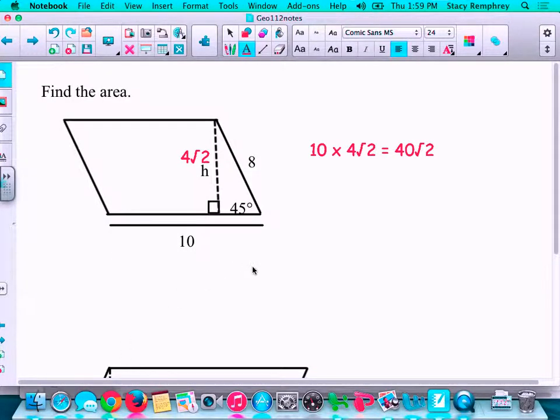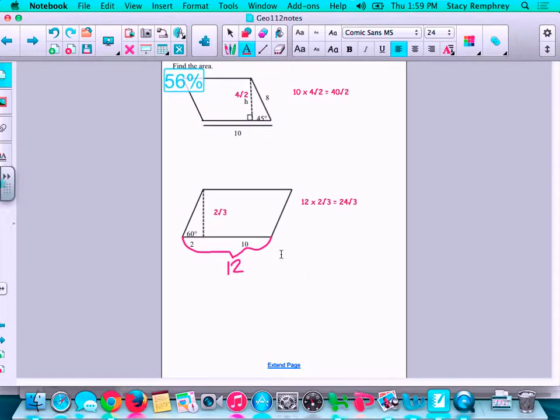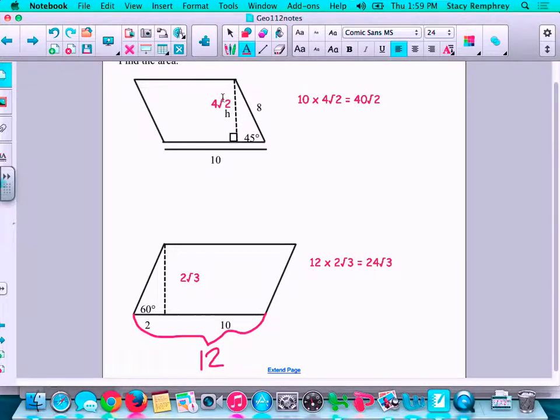All right, now the answers to these examples. I had to use what I knew about special right triangles to figure out the height. Since this is a 45-degree angle, the hypotenuse of 8, this side is a 4√2. So it's the base of 10 times the height of 4√2. Area was 40√2. Over here, again, I used special right triangles to find the height, which was 2√3. The entire base was 12, so 12 times 2√3 is 24√3.